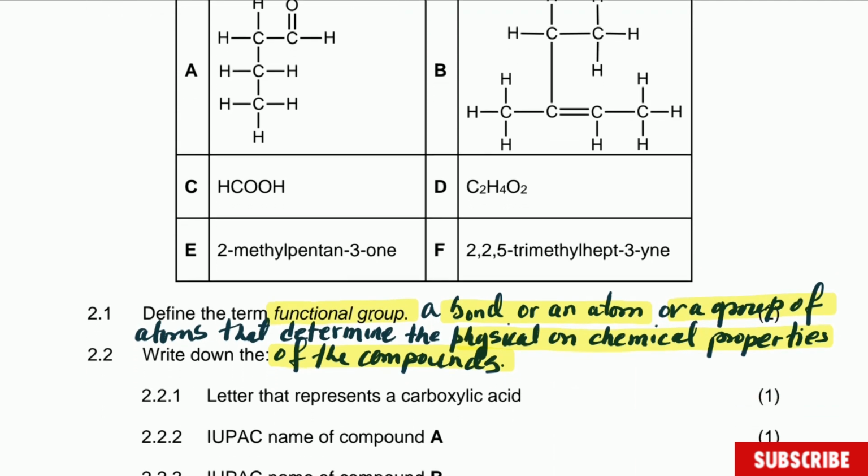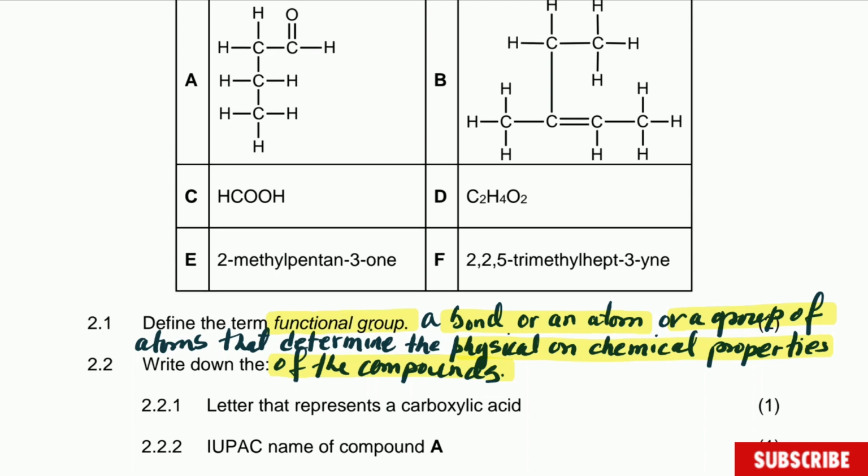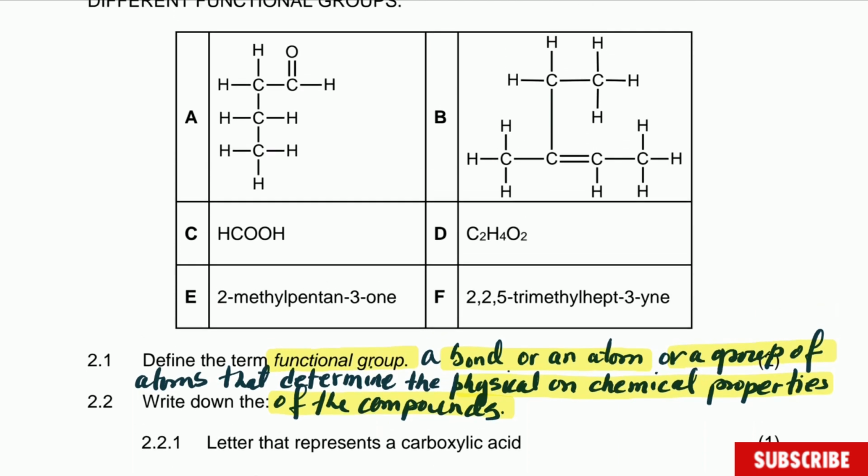Question 2.2.1: write down the letter that represents a carboxylic acid. Now guys, before we go on, let's quickly write down here the homologous series of each of these compounds. We're going to start with the first one. The functional group, you can see, is this O with a carbon and a hydrogen which is bound to another carbon, and this is therefore an aldehyde. B, we can see here the double bond carbon to carbon, and all of it are carbon and hydrogen atoms, therefore it is an alkene.